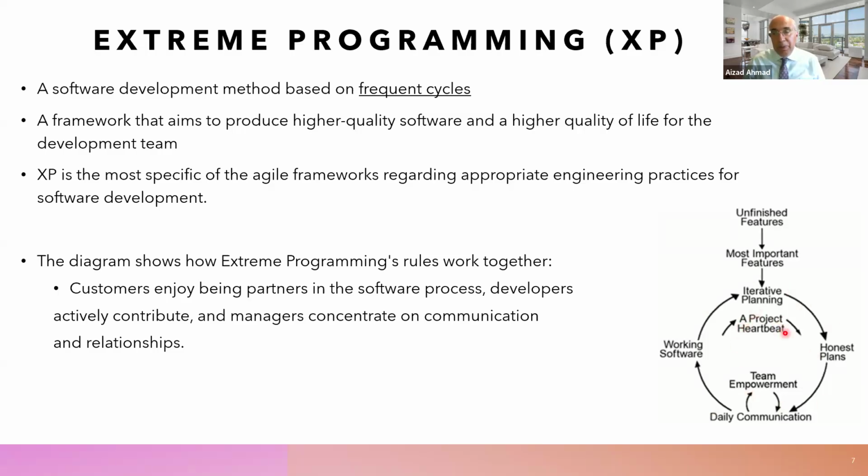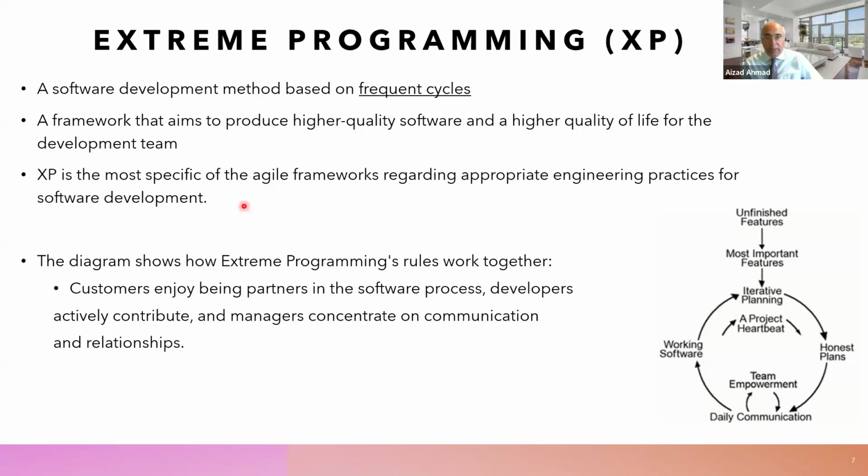They just name it differently. They call it Project Heartbeat. That is, every week or so you are providing some new product, services, or features. So this framework aims to produce higher quality software and a higher quality of life for the development team. XP is the most specific of the agile frameworks regarding appropriate engineering practices for software development.